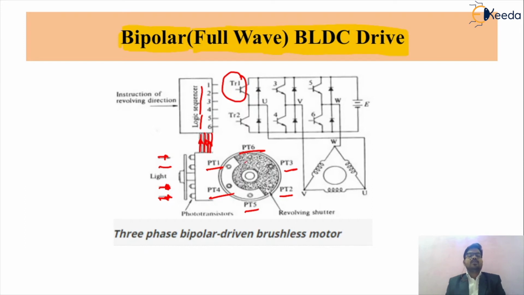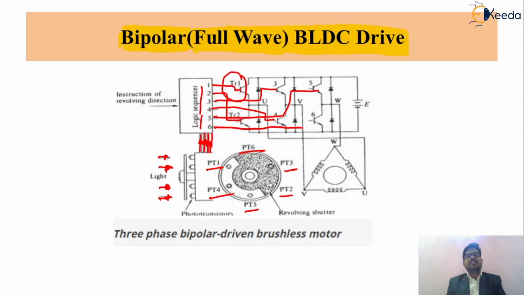Suppose friends, we are getting the position from the phototransistors PT1 and PT2. This is the position which we have to sense by the light energy. According to that we are getting the control signal to the particular transistors, and according to that signal, transistors TR1 and TR2 will operate. So all these transistors are connected by means of this circuit, so all these transistors are interconnected.